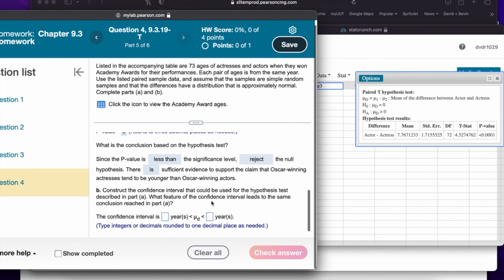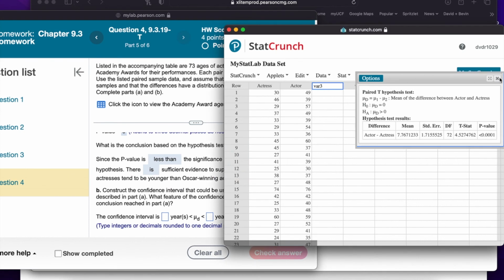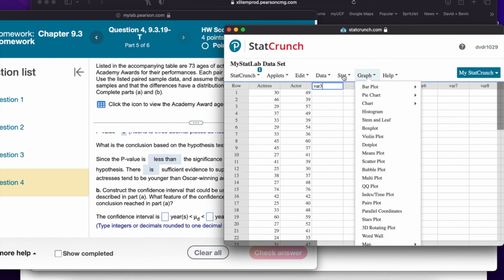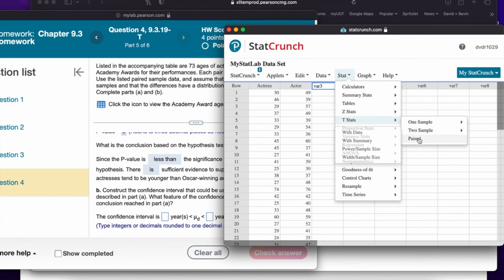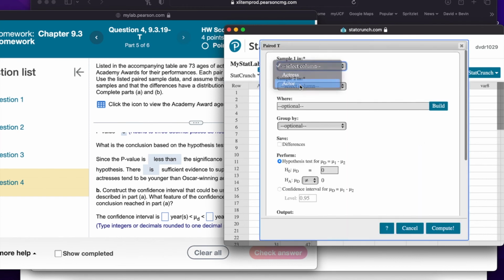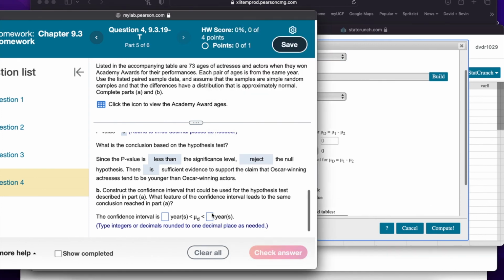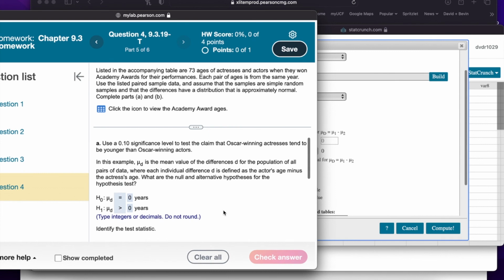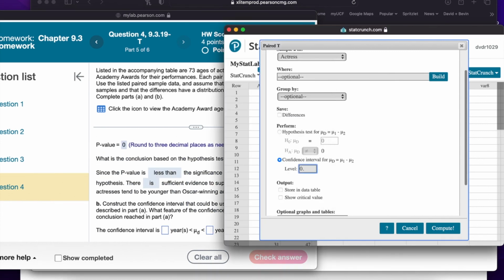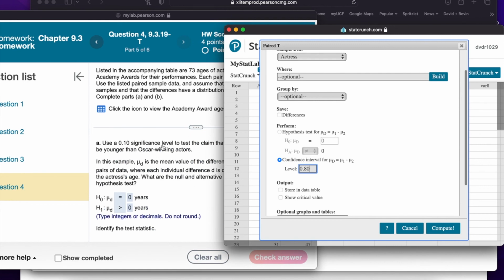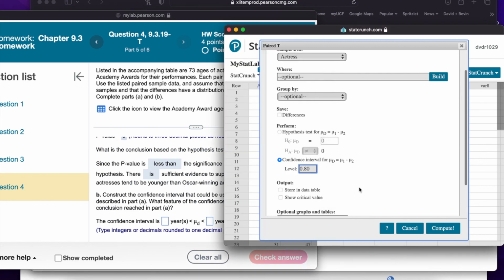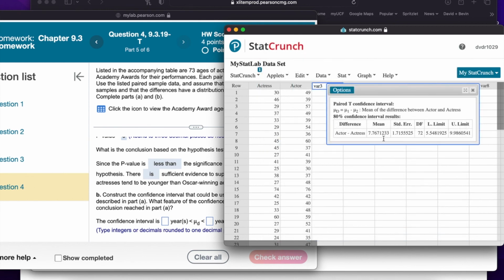And is that it? Oh no, we have to do the confidence interval. Okay, so now we're going to go back, and we're going to, again, say that we want to do a t-test. It's paired, still actor, then actress, and this time we're doing a confidence interval. And because the subtraction is one-sided, and we're doing 10% significance, we're going to have to double that and say I want 80% confidence. So 80% is, again, what you get when you do 100% minus double that significance level of the test, because this is one-sided subtraction. Let's compute that.